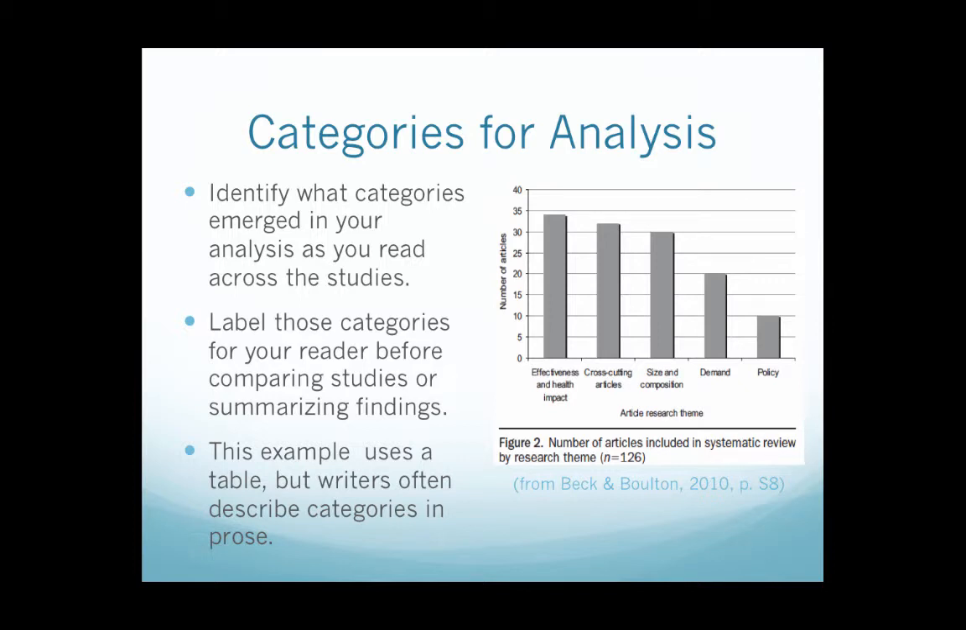Categories for analysis. Based on the publications you've reviewed, you'll want to identify for the reader the main thematic categories that existing publications include. Your example article uses a table to help demonstrate these categories to the readers, but you can also write them out in prose. So in the example article, they describe 5 major categories that they identified thematically in their reading: articles about the effectiveness and health impact, articles that cut across these themes, articles about size and composition, articles about demand, and articles about policy.